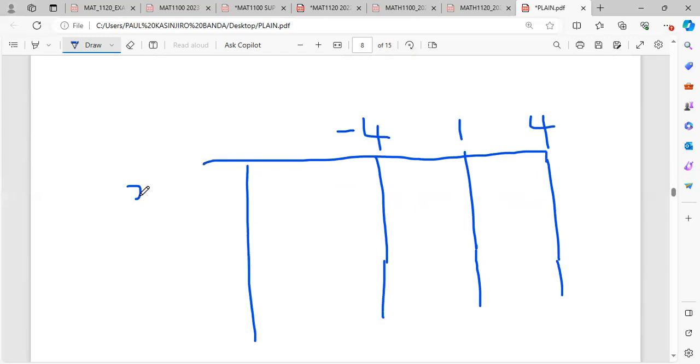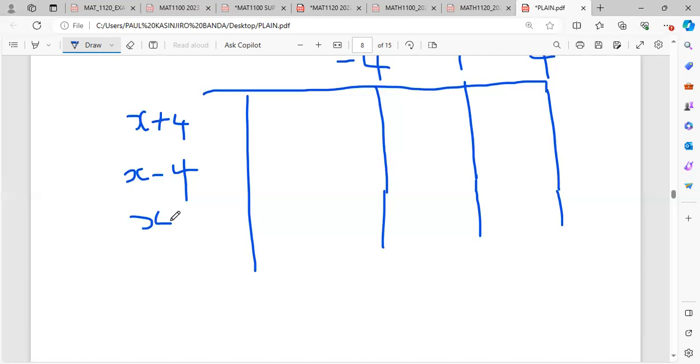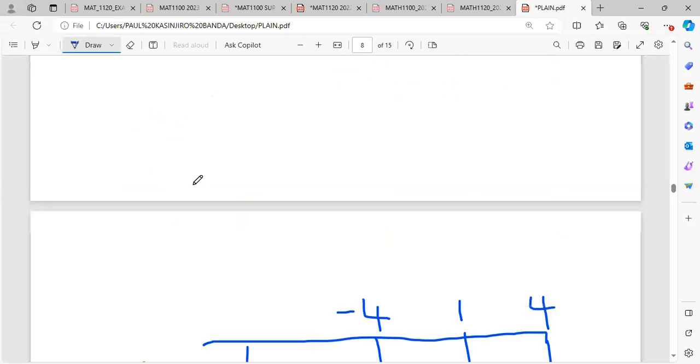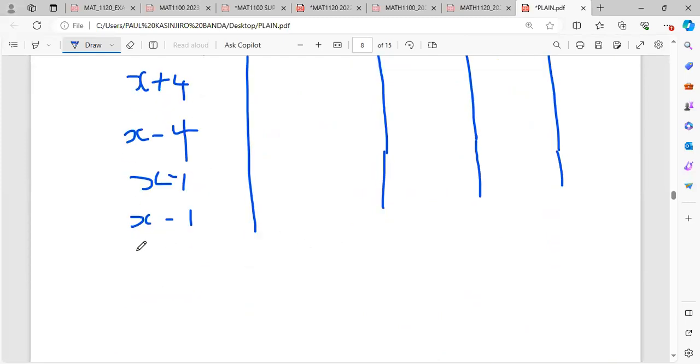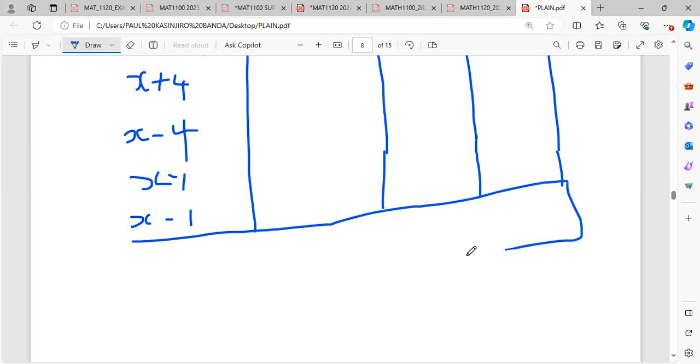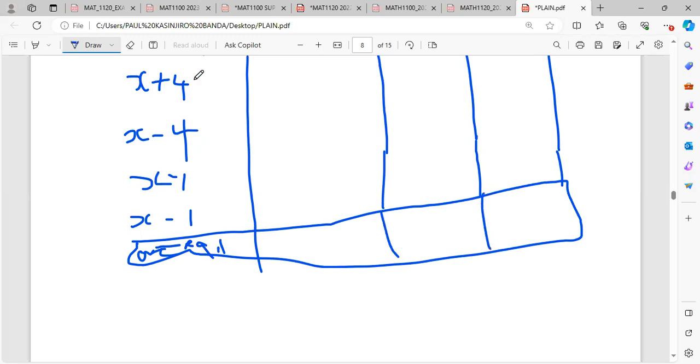So there you have your x plus 4, then your x minus 4, then your x minus 1, and then again my x minus 1. You can see that when putting on the sign graph, I'm putting all the factors that are there. All the factors that are here, you have to put them on the sign graph, 4 of them. Then down here, I have my overall.